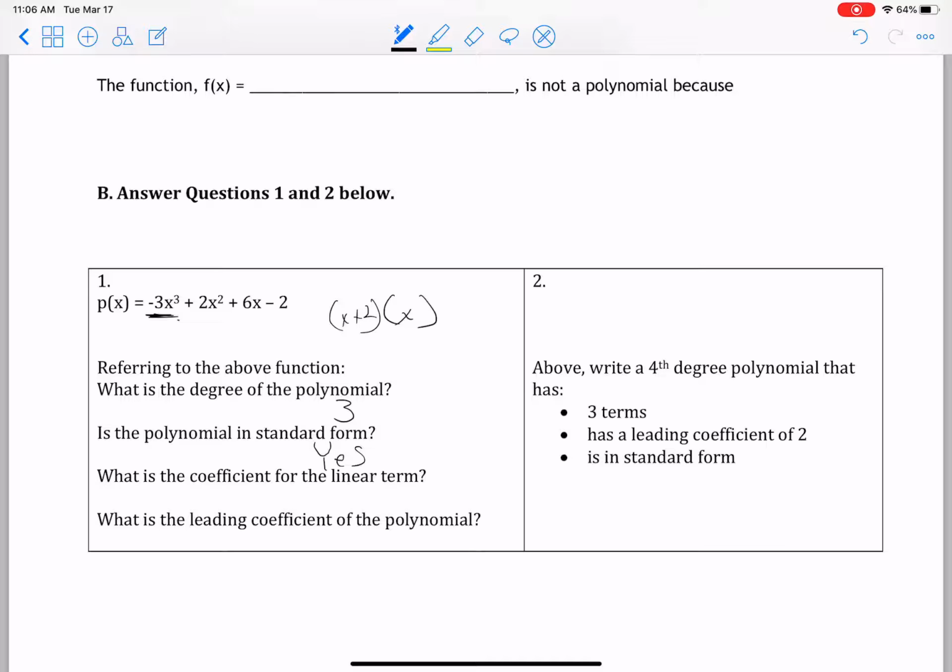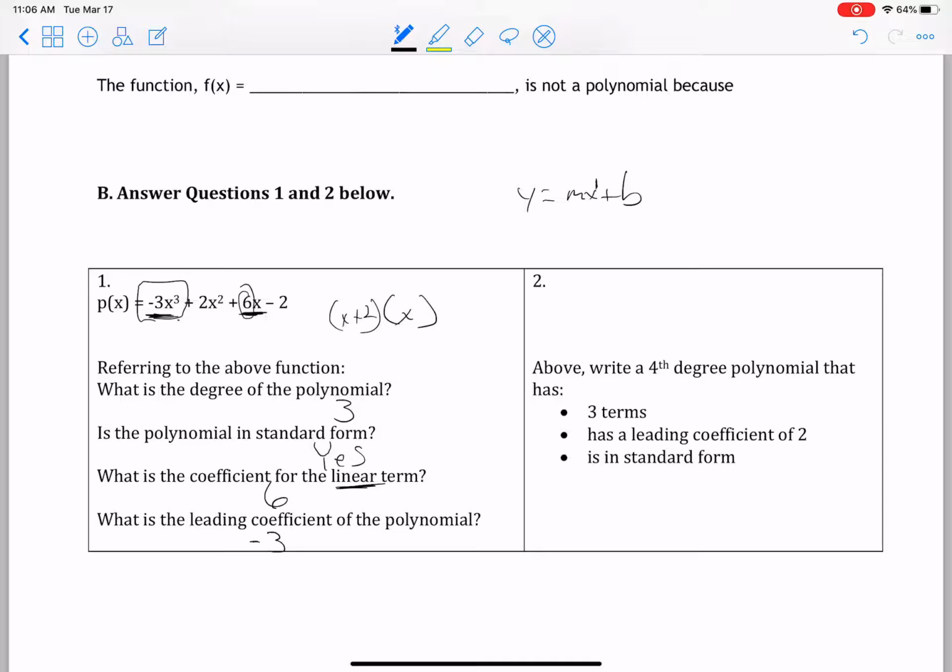Ooh, what's the coefficient for the linear term? Remember, linear means it's a line, right? Y equals mx plus b. If that's linear, the linear term is because x is to the 1st power. So this linear term right here would be 6x, and the coefficient would be 6. And the leading coefficient is the coefficient with x to the greatest power. So my greatest term is x to the 3rd, so the leading coefficient would be -3.